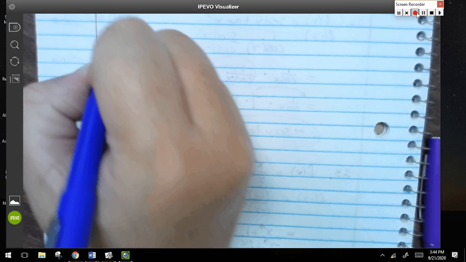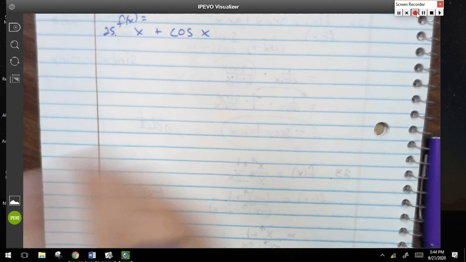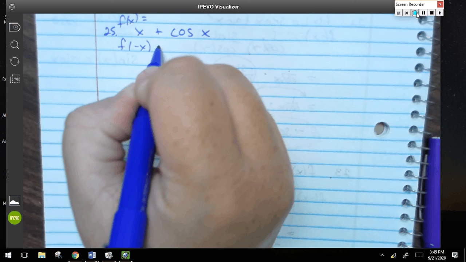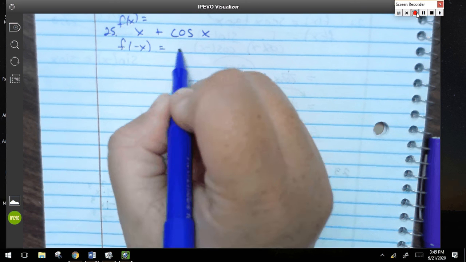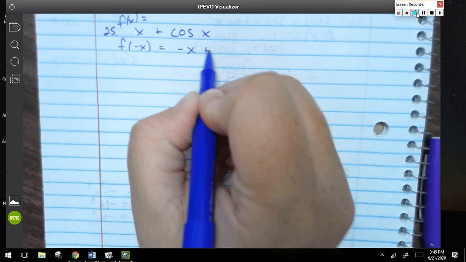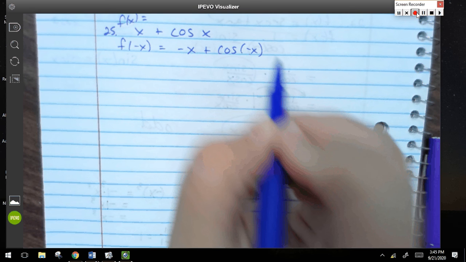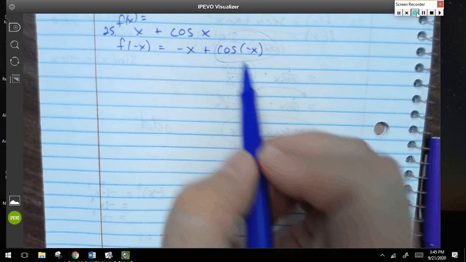You also asked me to work number 31. So number 31 says to find the domain, the range, and graph the function. So I have 2 e to the negative x minus 3.